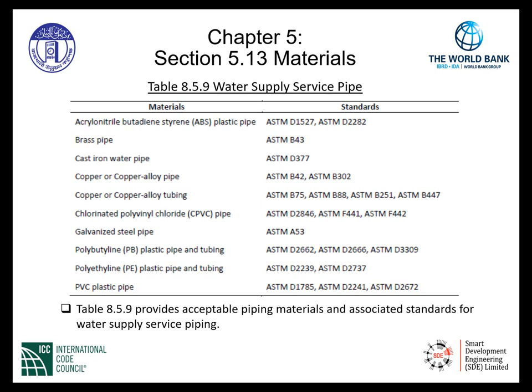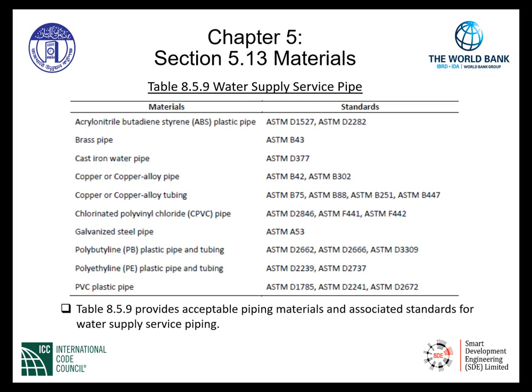The table that was referred to, Table 8.5.9, Water Supply Service Pipe, is given here as an example. The materials are indicated systematically on the left-hand side of the table. To the right column is our standards. These are our test standards for the materials that have been indicated in the first column.